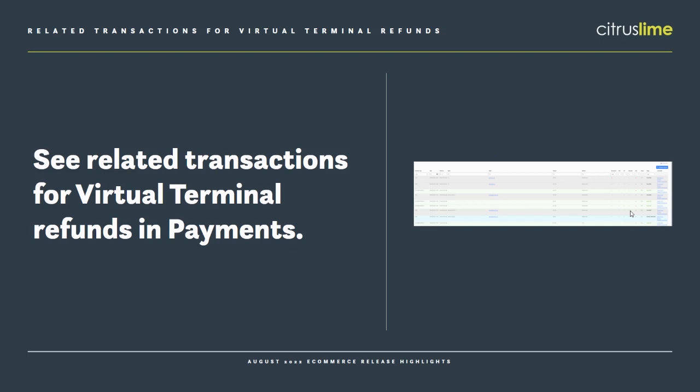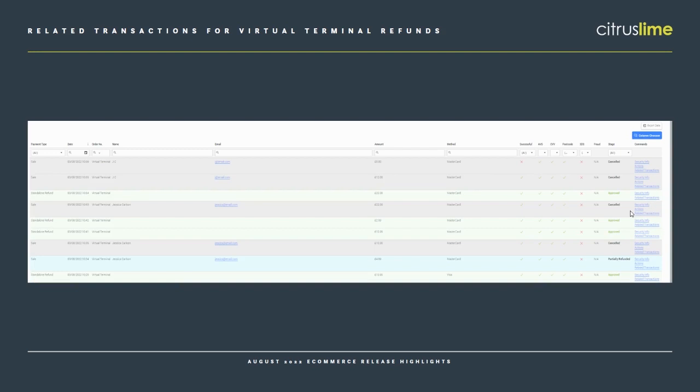You can now see related transactions for all virtual terminal refunds in the payments grid. We'll just look at that screenshot in a little bit more detail. So we're in the payments grid, and we've already got it filtered to just virtual terminal transactions here. We've got a few sales and we've got a few refunds here as well. If we look over to the right hand column, you can see there's that related transactions link. That will show the original transaction as well as the refund, which makes it much easier to reconcile those payments.